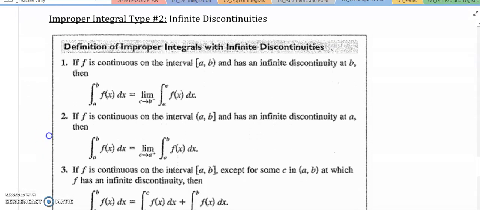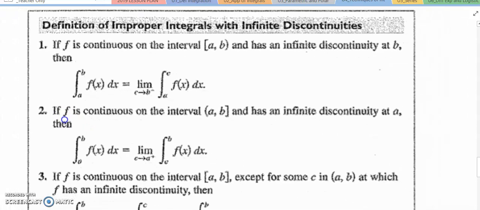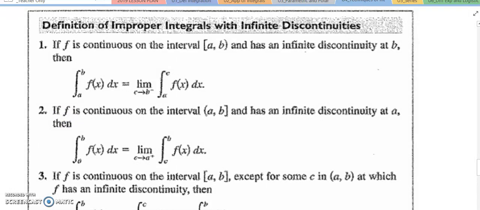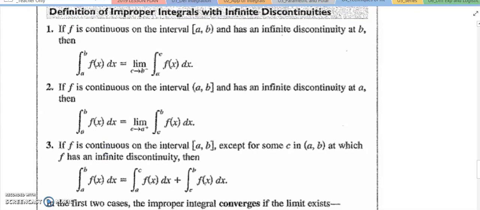What we're going to do for the remainder of this video is look at the second type of improper integral, and that is an infinite discontinuity. What this means is that if f is continuous and has an infinite discontinuity at either one of the endpoints or inside of the interval, we are going to rewrite that. Just like we did with the infinity upper and lower limits, we're going to substitute it out, put a variable in its place, and then perform the integral as usual.